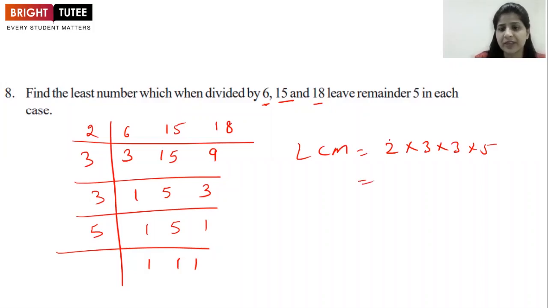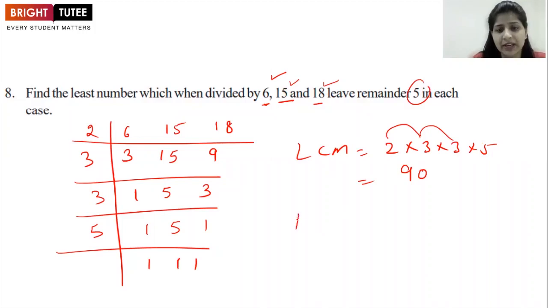So 2 3s are 6, 6 3s are 18. 18 into 5, we get 90 as the answer. So 90 is the number which is exactly divisible by 6, exactly divisible by 15 and exactly divisible by 18. But we do not want the number to be exactly divisible. We want the number to leave the remainder 5 in each case.